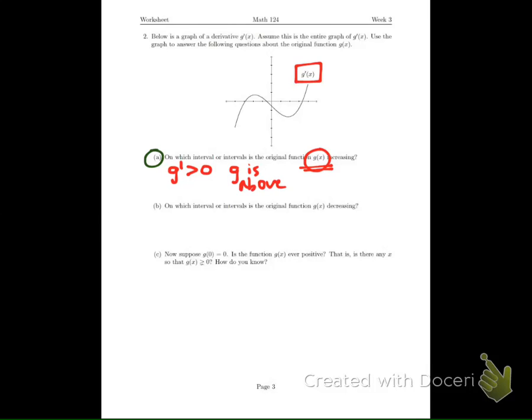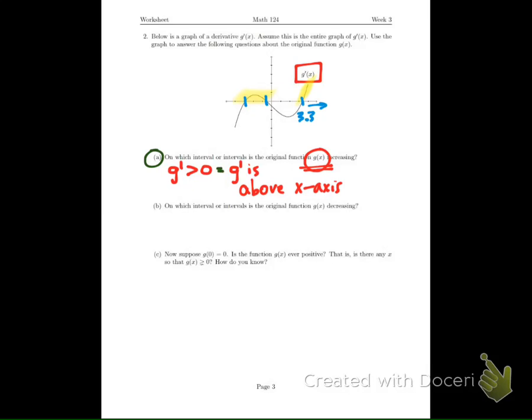That doesn't look like above, so let me back up a little bit. G prime is above the x-axis. So now, if we can make that connection, these are the same things. G prime greater than 0 is the same thing as saying g prime is above the x-axis. So therefore, all we have to do is look for where g prime is above the x-axis. And we can see clearly, hopefully, that in between these two x values, and then to the right of where x is equal to, looks like, 3.3.